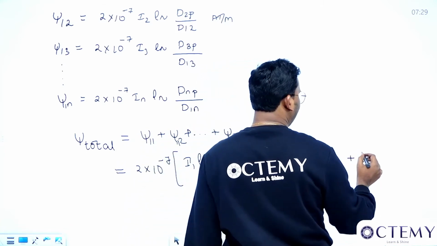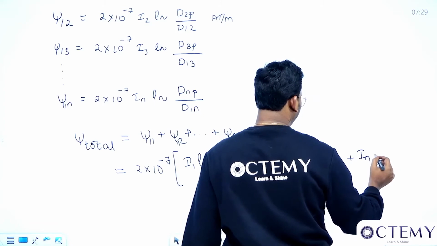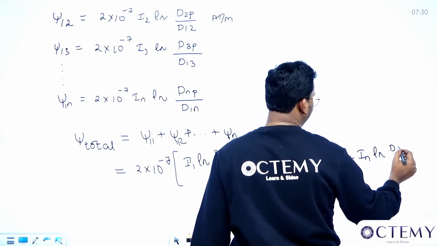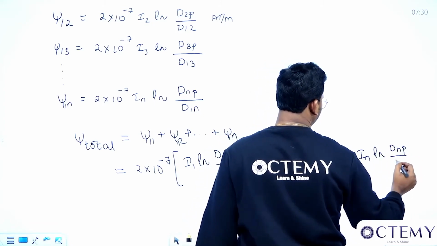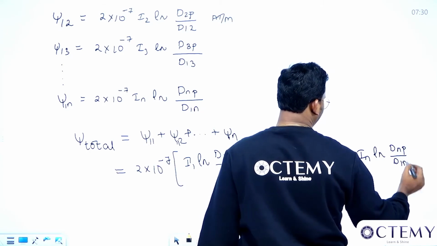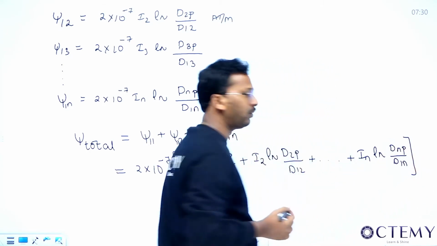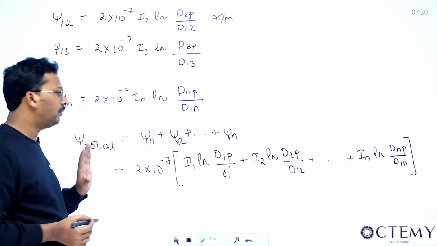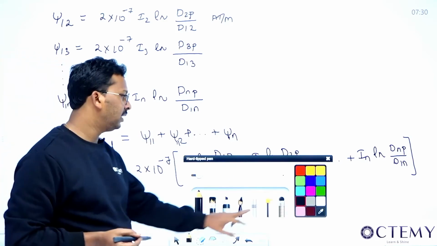Plus nth one is I_n ln(D_np divided by D_1n). This is the flux linkage. Now I have to simplify this, sir. See how will I simplify this?